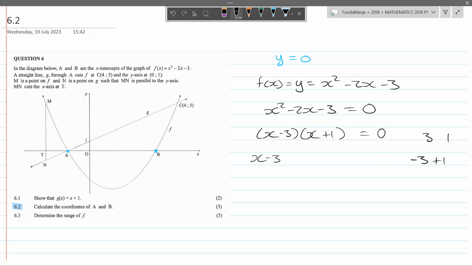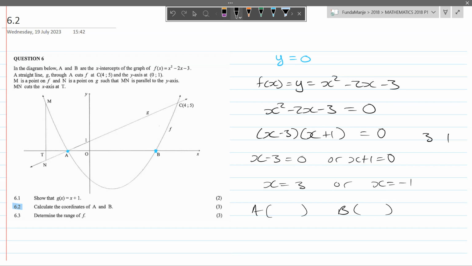Then we can say x minus 3 is equal to 0, or x plus 1 is equal to 0. Then we can find our values. x is equal to 3, or x is equal to negative 1. And then it's important to remember that they asked for coordinates, so we still need to write it in coordinate form for A and B.